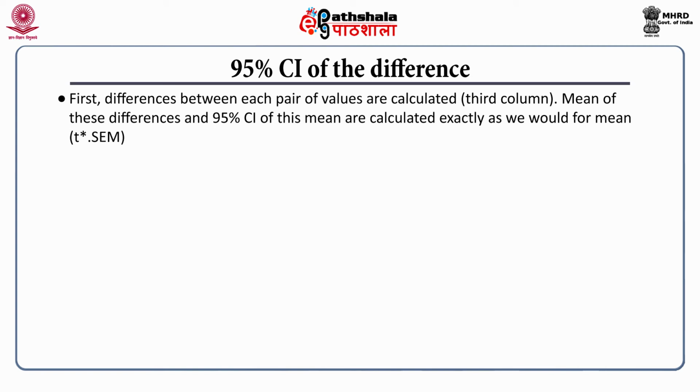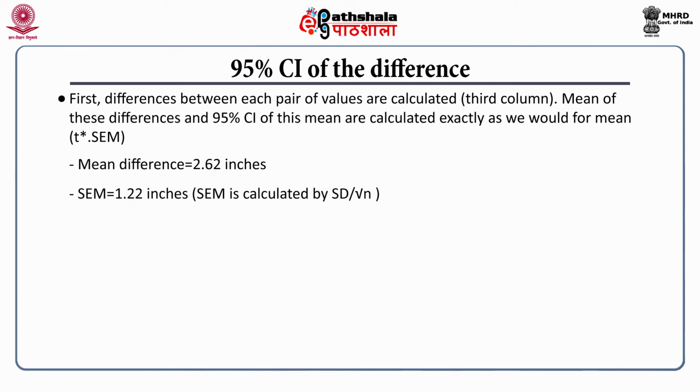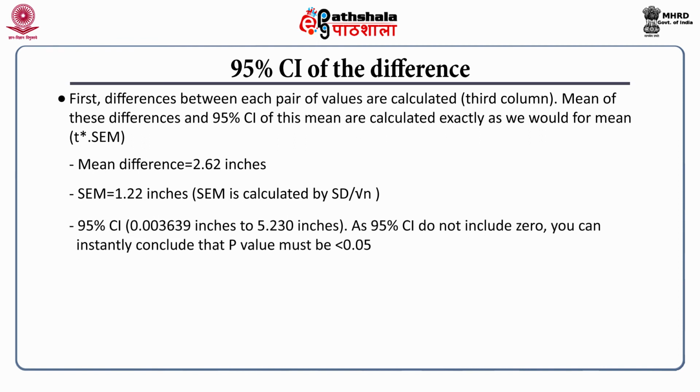The mean of these differences and the 95% CI of this mean are calculated exactly as we would for a mean. So that is the constant t from the t distribution multiplied by the standard error of the mean. That is exactly how we calculate the 95% CI of the mean. The same way we can do that for this paired t-test. The mean difference we found in the table is 2.62 inches, while the standard error of the mean is 1.22 inch. So we can calculate the 95% CI, which extends between 0.003639 to 5.230.